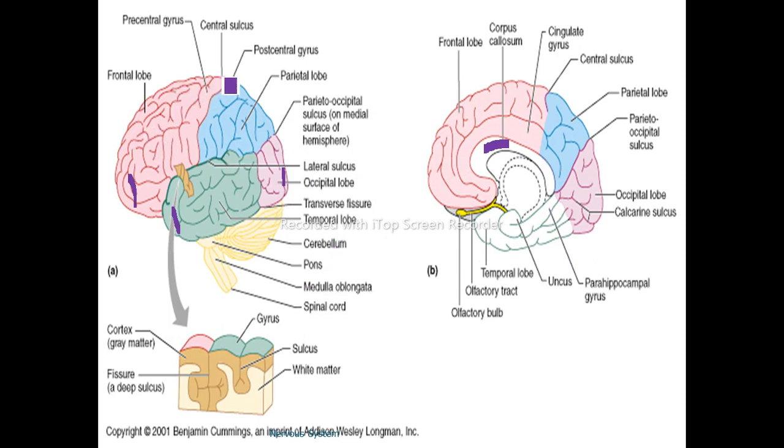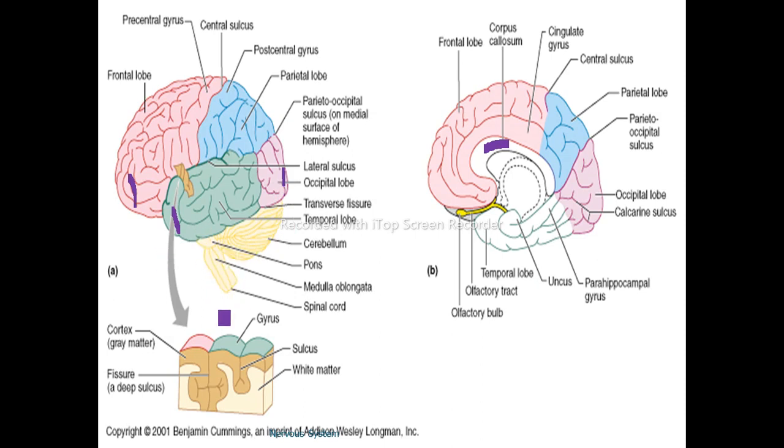This is the frontal lobe. This is the central sulcus. The central sulcus divides two gyri: this is the postcentral gyrus and this is the precentral gyrus. This is the parietal lobe, and this is the occipital lobe. The fissure between the parietal lobe and occipital lobe is the parieto-occipital sulcus, and this is its medial surface. This is the lateral sulcus. This is the transverse fissure which divides the cerebrum from the occipital lobe. This is the pons, this is the medulla oblongata, and this is the spinal cord.